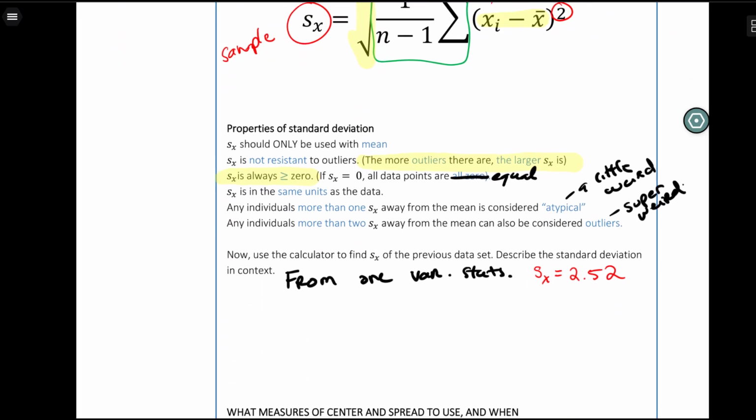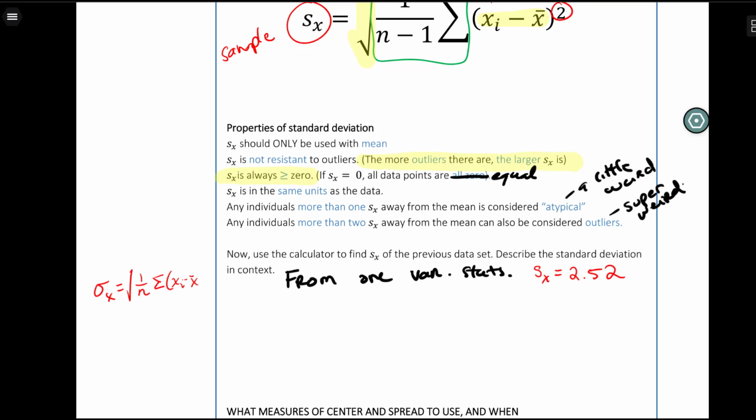Now, let's go ahead and try and adjust for this. First of all, let's jot down what the formula is if we are indeed looking at an entire population. The formula is the square root of 1 over n, not n minus 1, times the sum of x sub i minus x bar squared. So it's still the same formula, except you're dividing by n rather than n minus 1.